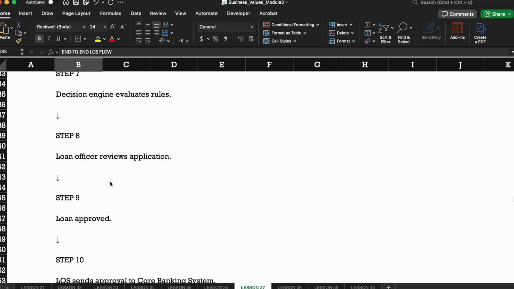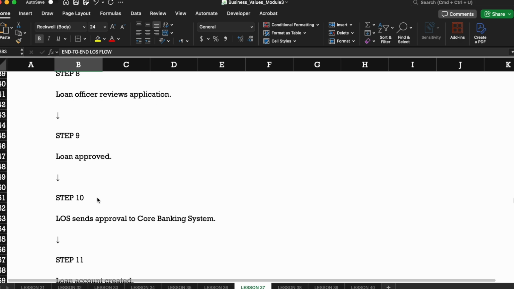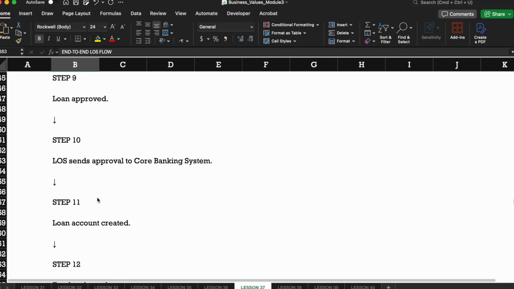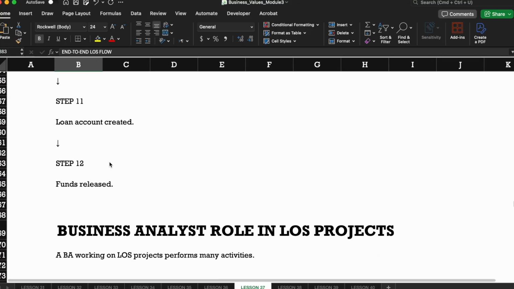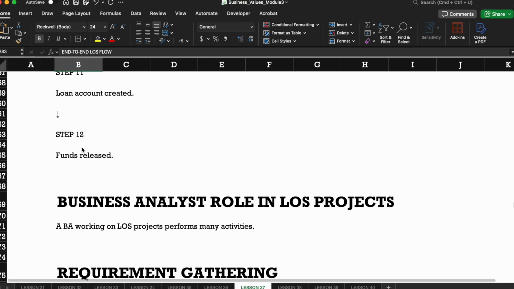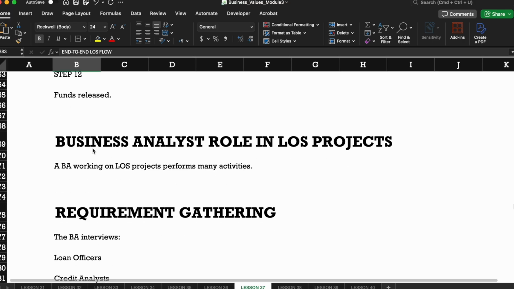Step number 8, loan officer reviews application. Step number 9, loan approved. Step number 10, LOS sends approval to core banking system. Step number 11, loan account created. Step number 12, funds released.